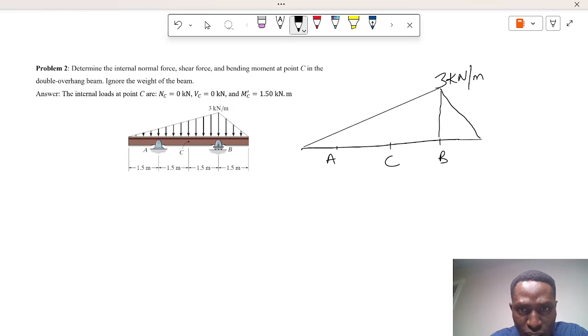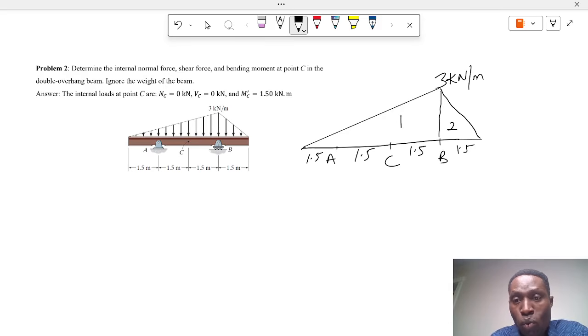So the distance between this extreme and point A is 1.5. The distance between point A and C is 1.5. Here we have 1.5, and here we have 1.5. So in order for you to convert this distributed load into a concentrated load, you have to look for the equivalent concentrated load. So let me tag this triangle as triangle 1 and this triangle as triangle 2.